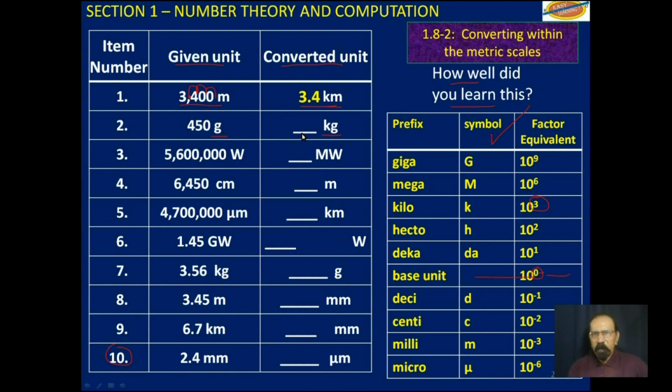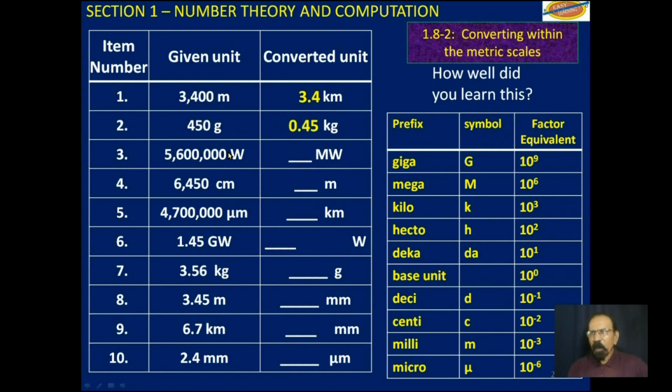Next one, we're going from grams to kilograms. We're going from grams, base unit, to kilograms, which is basically the same thing that we did for the first one. And so 3 minus 0, that's the indices, and we get 3. So again, we get 10 to the third power. We have to shift this point 3 places to the left. 1, 2, 3, and we get 0.45 kilograms.